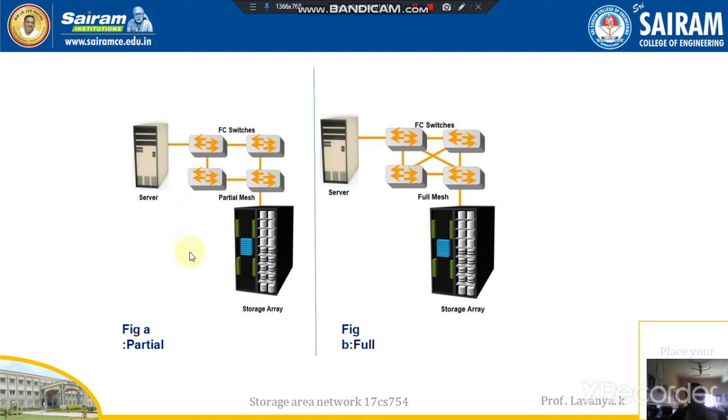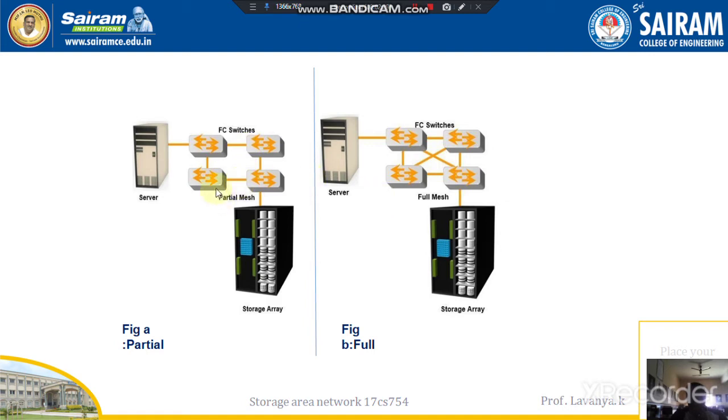But look at the partial mesh topology. The same thing applies: the data has to be taken care of by our Fibre Channel switches. If I send data between the servers and the storage array, the Fibre Channel switches have to take care of the transactions between them, but here the switches are not interlinked with each other. Look at these switches: they are interlinked, but not fully, only partially.